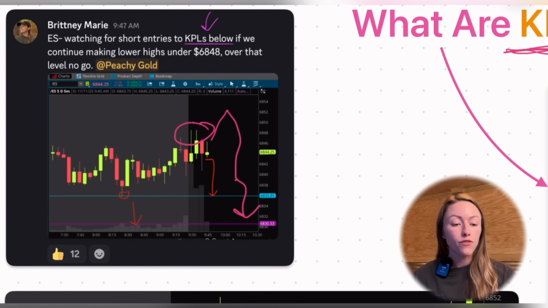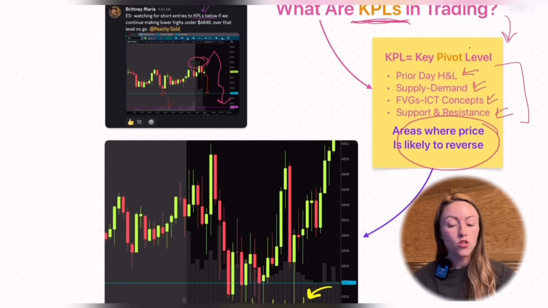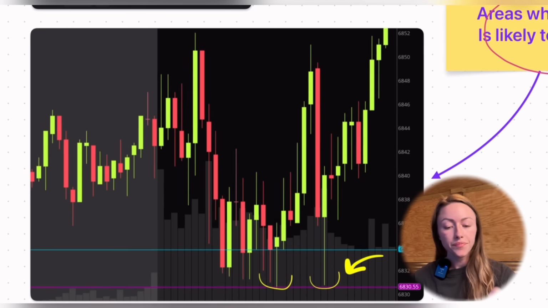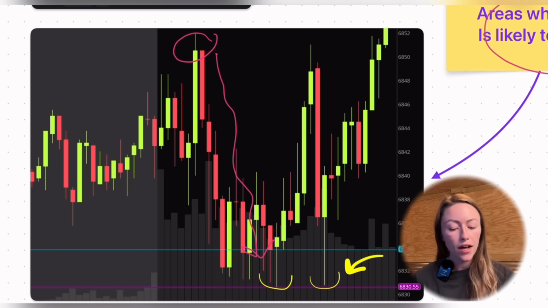So I was basically looking to trade the short to these KPLs to see how we reacted when we reached them. Now for me, once we reached these KPLs, which I took a short, you can see here, this is what happened. So we got manipulation here, and then we eventually came back down to test the KPLs. And do you see these reactions right here?